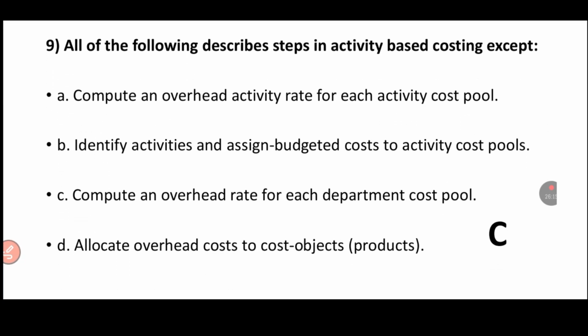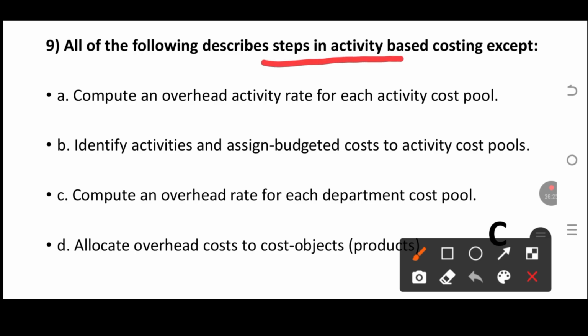Let's see the ninth question. It is about activity-based costing: all of the following describe steps in activity-based costing except: A. Compute an overhead activity rate for each activity cost pool. B. Identify activities and assign budgeting costs to activity cost pools. C. Compute an overhead rate for each department cost pool. D. Allocate overhead costs to cost objects or products.